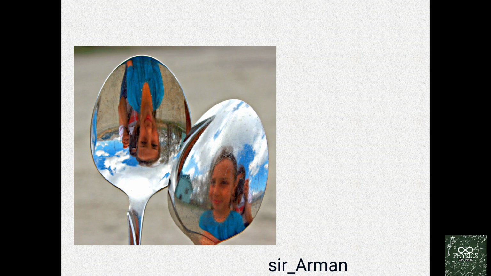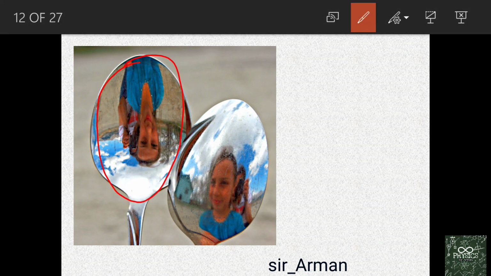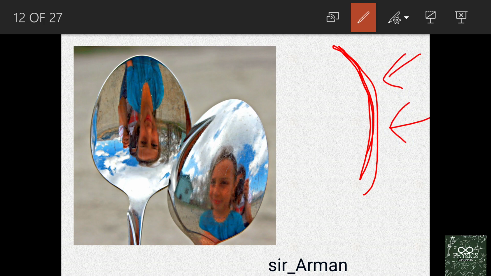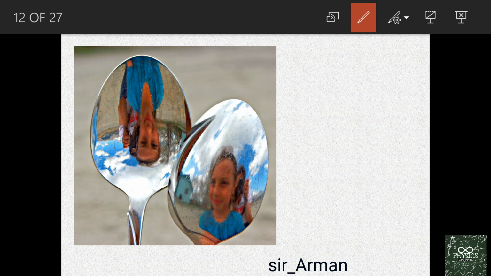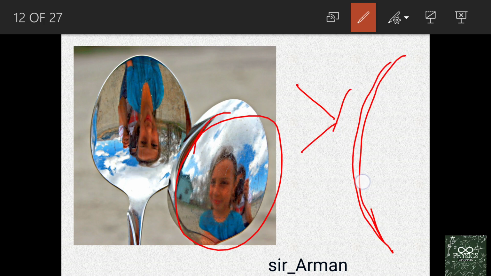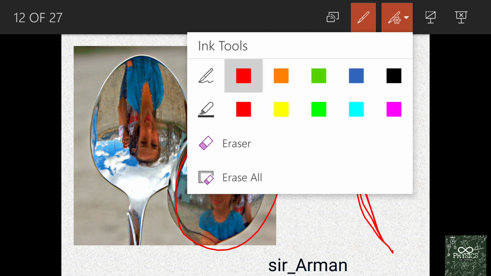So here you see that there are two types of surfaces of a spoon. In the first surface you can see it is curved inwards. The reflecting part is curved inwards, and in this part the reflecting part is curved outwards. Suppose we have this kind of glass and we paint it from this side. If the outer part is painted, then the inner part is reflecting. So the mirrors in which the reflecting part curves inward are called concave mirrors, and the mirrors in which the reflecting part is curved outward, this part is reflecting like this, right? These are called convex mirrors.